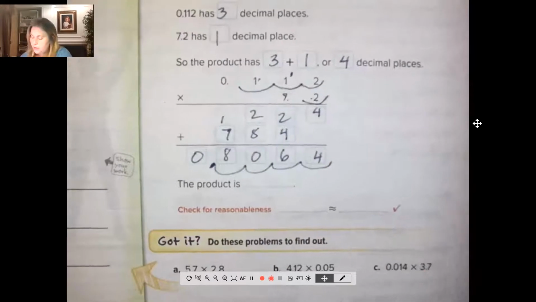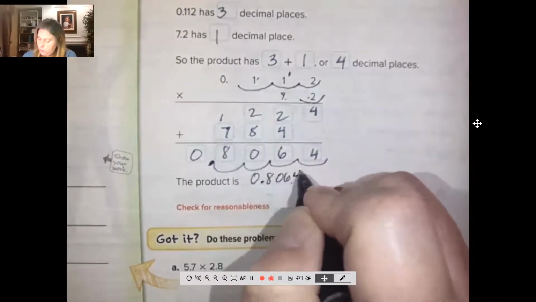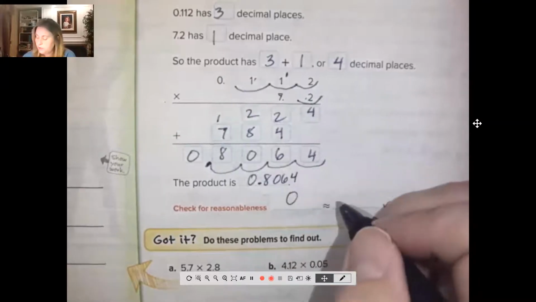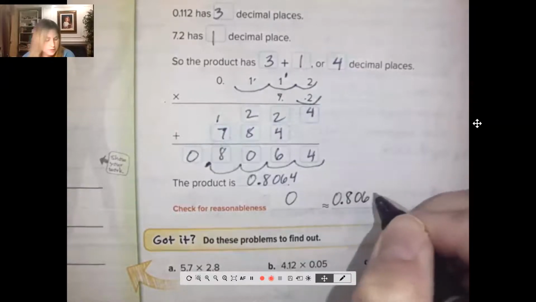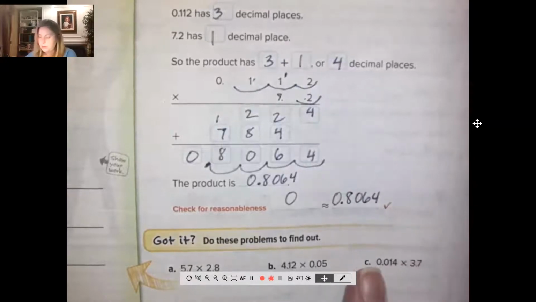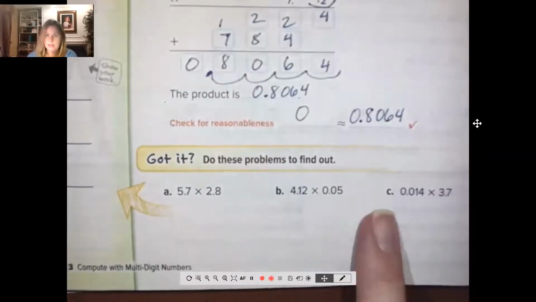So that means our product is 0.8064. Check for reasonableness. Our estimate was 0, and that is very close to 0.8064. So it's close to 0. And then we have 3 sample problems down here. Got it A, got it B, got it C.